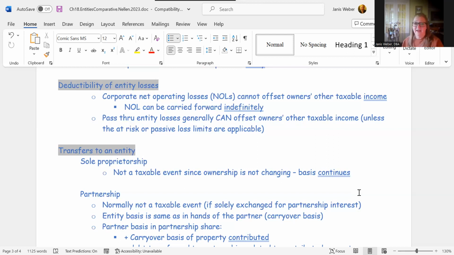But just the fact that it came from a pass-through entity like a partnership or an S corporation or an LLC would not prohibit you from deducting against other income. It's only these passive loss rules and the at-risk rules that might stop you. So you have to assess those, make sure you're cognizant.